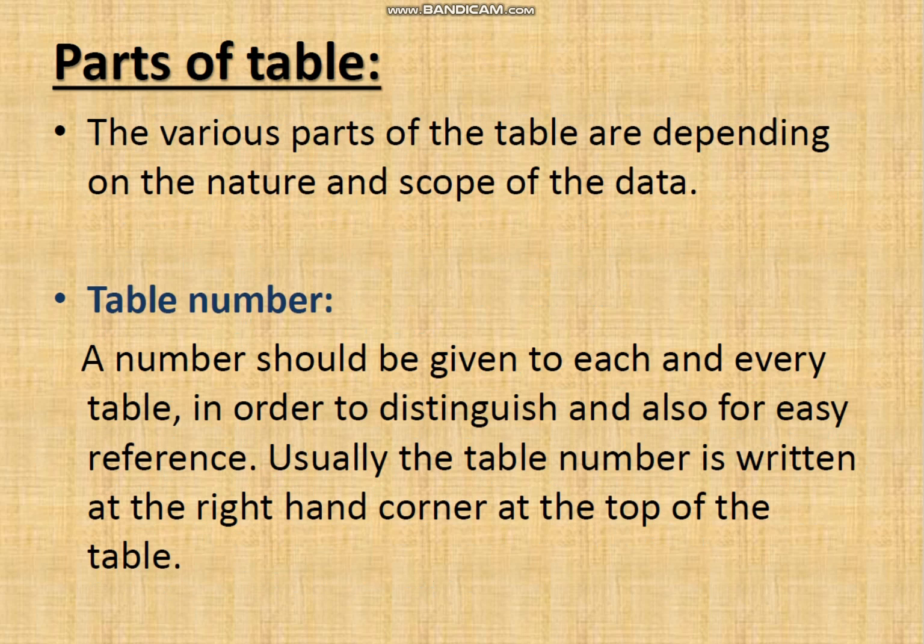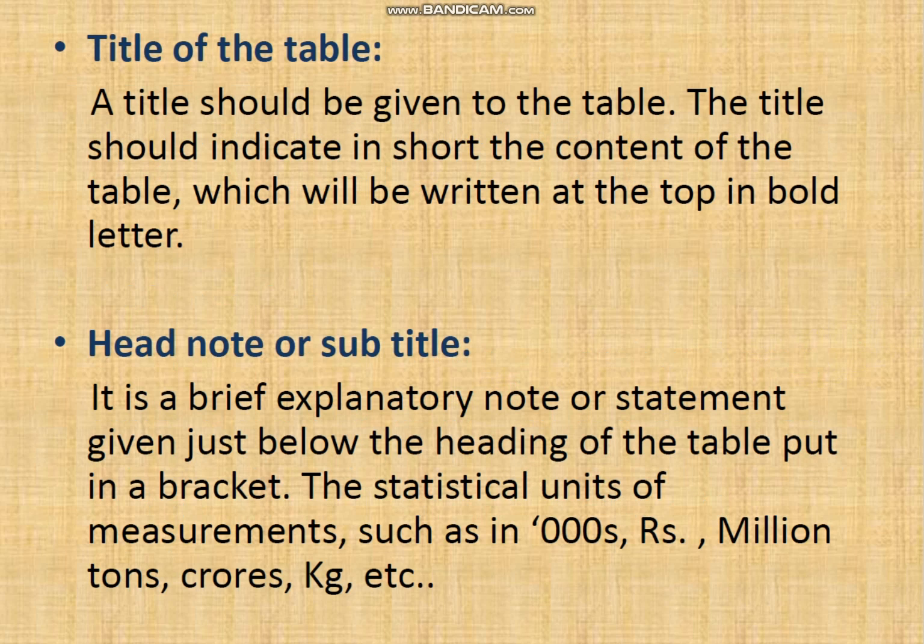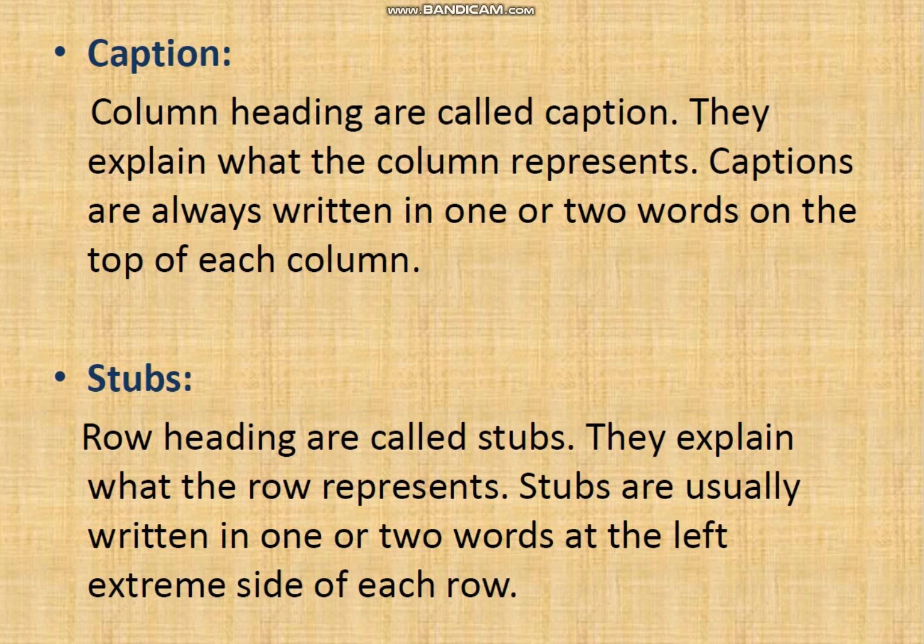That is the table number, the number given to each and every table in order to distinguish, in order to differentiate. Next one would be the title. The title of the table gives the description of the content in the table. Next, the head note or subtitle, which is an extension of the title, an explanatory note. The statistical units of measurement such as thousand rupees, million rupees, tons, crores, kg, etc. all pertain to the title only, but they are written in the form of a bracket. That would be your head note or subtitle.